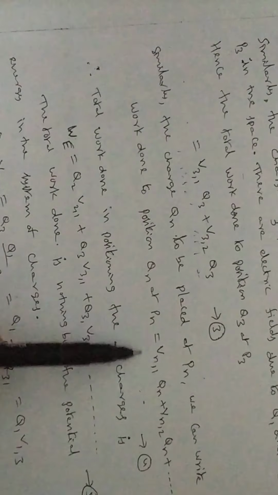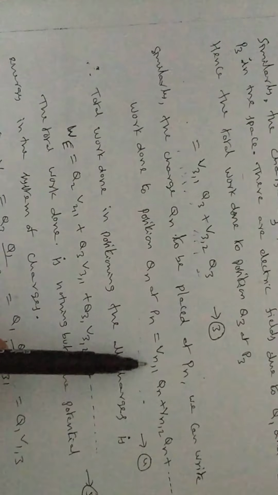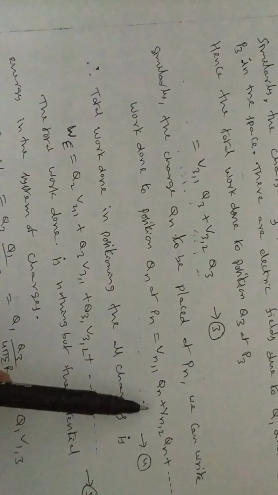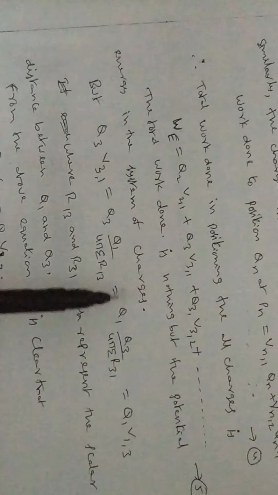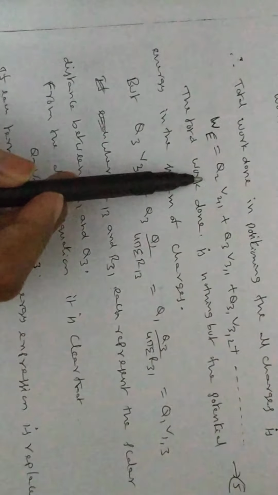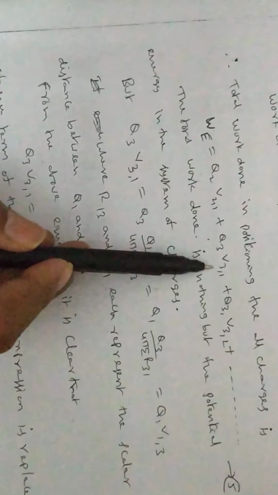So like this we can write for n number of point charges. So total work done is, for the nth point charge, Vn1 comma Qn plus Vn2 comma Qn and so on. Therefore total work done is We is equal to the summation of all the work done. Now to analyze this, first we need to consider Q3 V31.